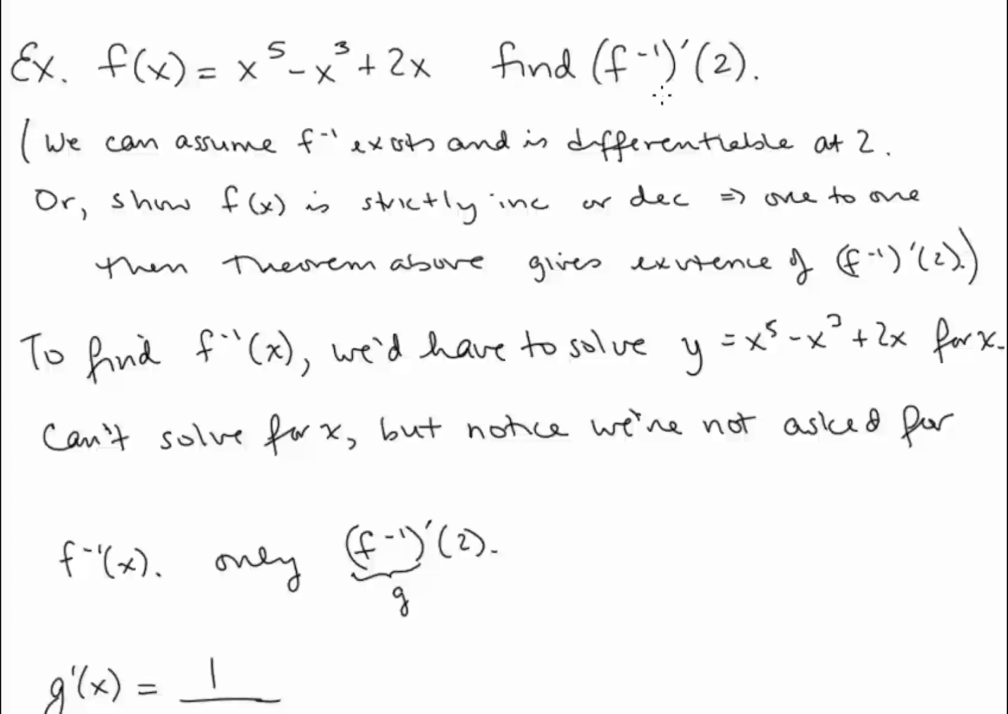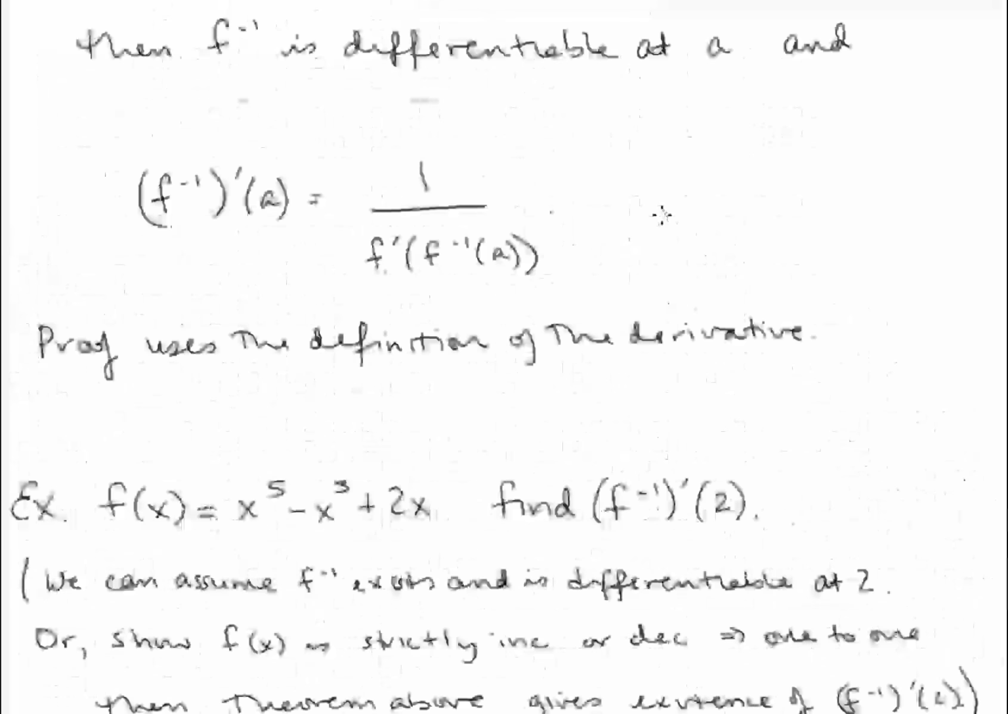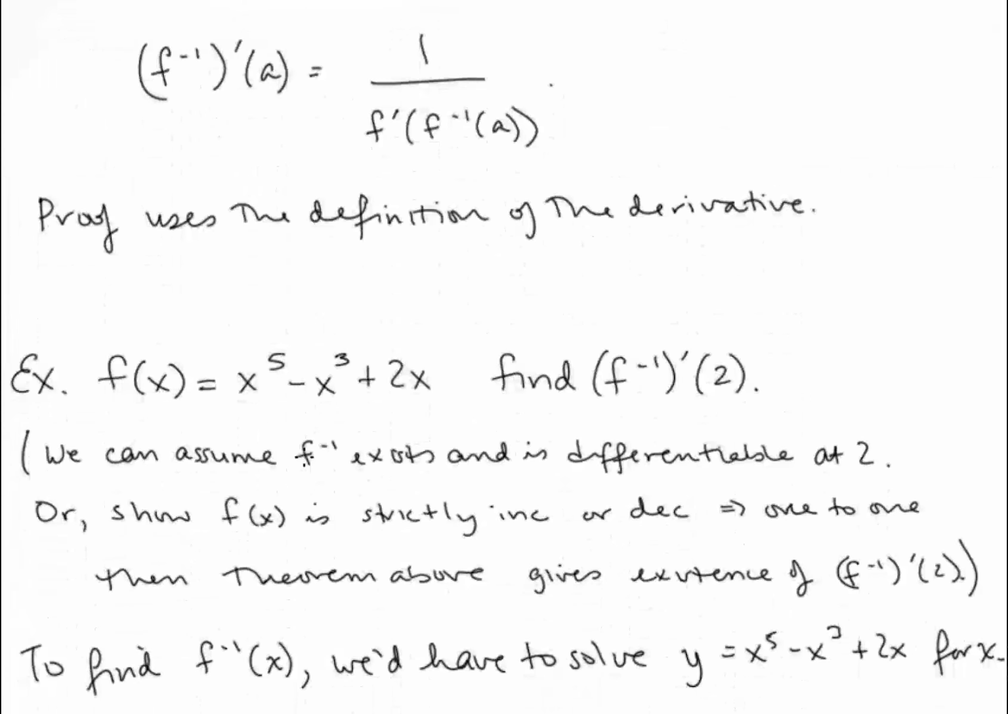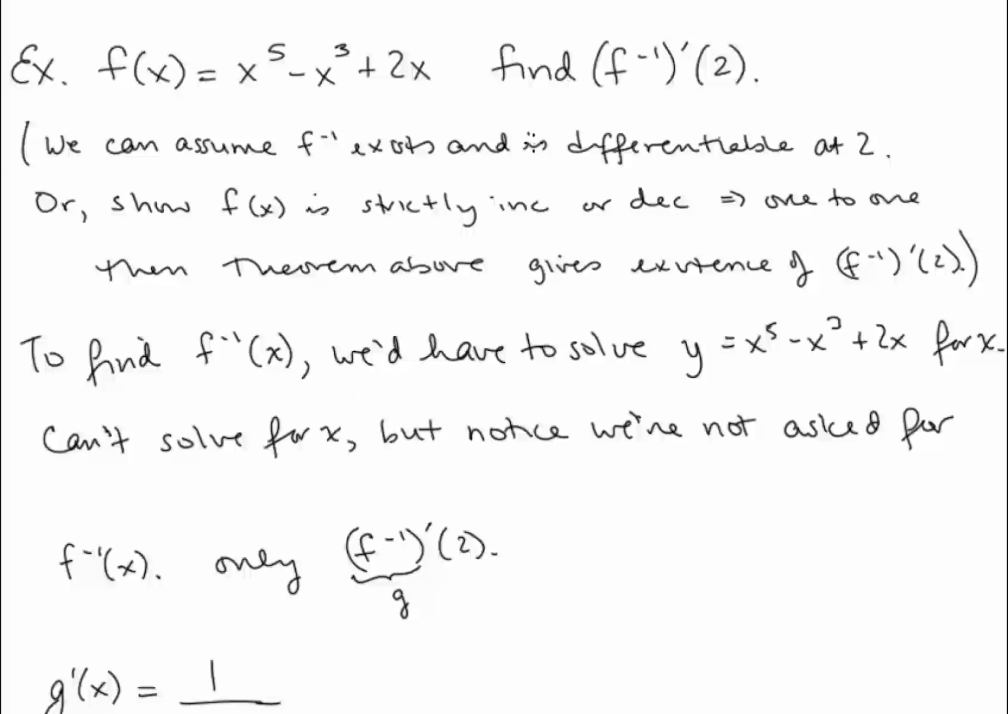In this case, though, if you did want to show existence here, you could show that f of x is strictly increasing or decreasing, which would give us that f is 1-to-1 and has an inverse. And then by showing it strictly increasing or decreasing, we would get that f prime is not 0 at this point, and so we'd have the existence of f inverse prime of a. But again, for this type of problem, I think it's okay to assume that it exists and just do the computation. Now they're asking for f inverse prime of 2.